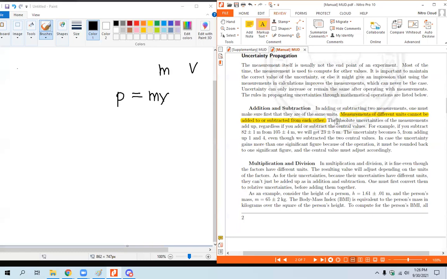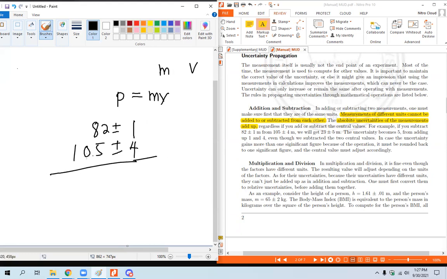So sinasabi lang dito, the absolute uncertainties of measurements will always add up regardless of kung mag-add kayo or subtract ng central values ninyo. So ang example niya dito, 82 plus minus 1 plus 105 plus minus 4. So kapag nagsusubtract tayo, what we do is isusubtract ito to get minus 23. Pero in either case, laging i-add ang uncertainty mo. So that's how you get this 23 plus minus 0.5 here.